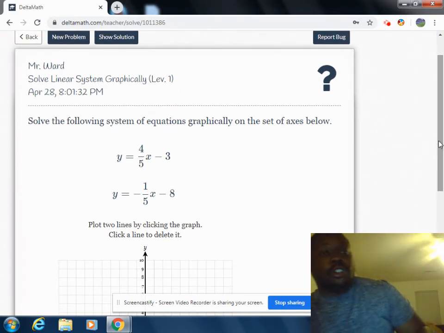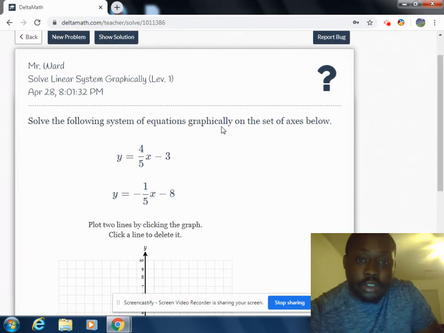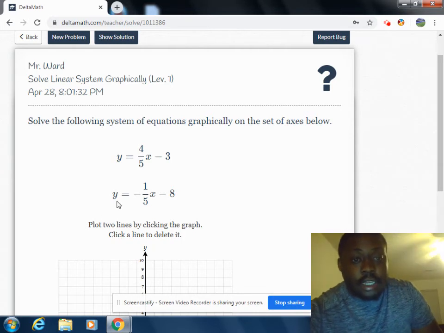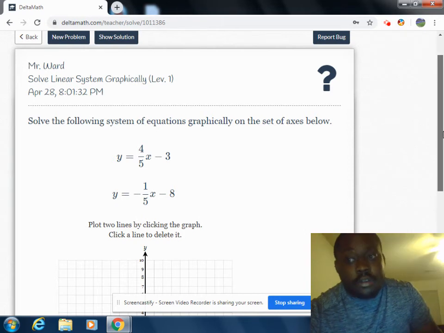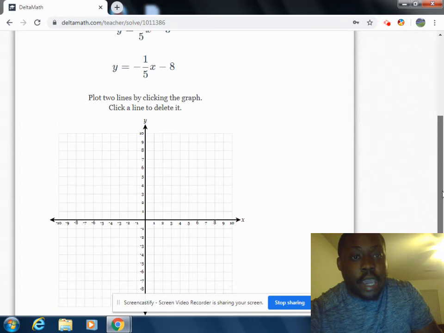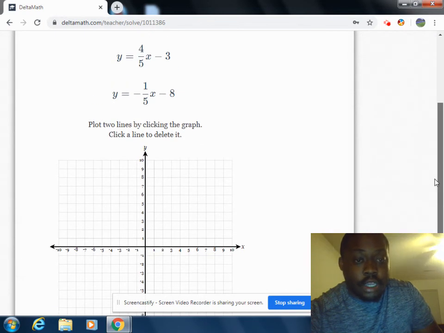What it says is solve the following system of equations graphically on the set of axes below. So they gave us this first line, which is y equals 4/5 x minus 3. And they give us the second line, which is y equals -1/5 x minus 8. Now, being that it's Delta Math, you have to graph those lines. So the first thing I'm going to graph is y equals 4/5 x minus 3.